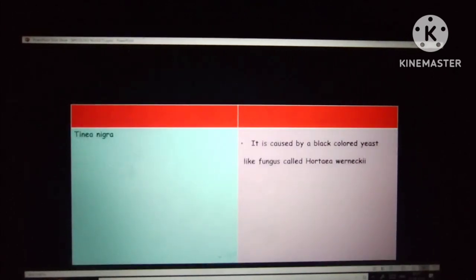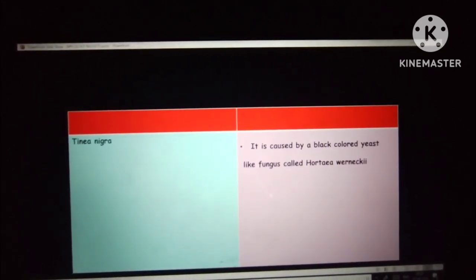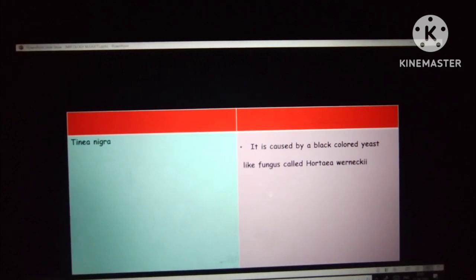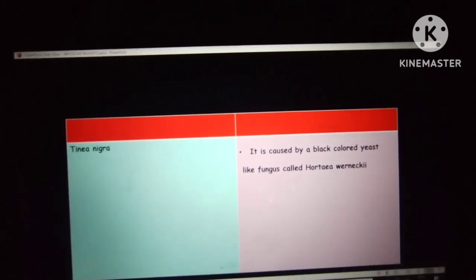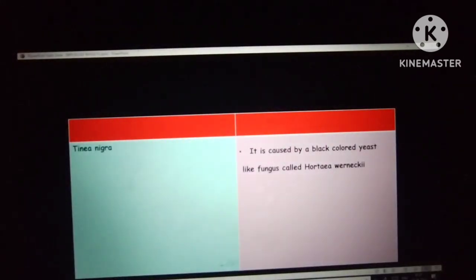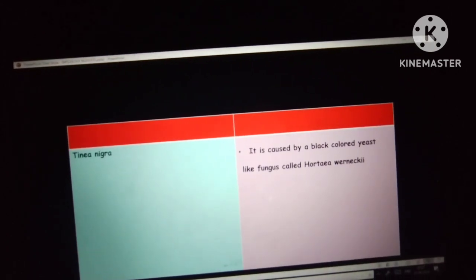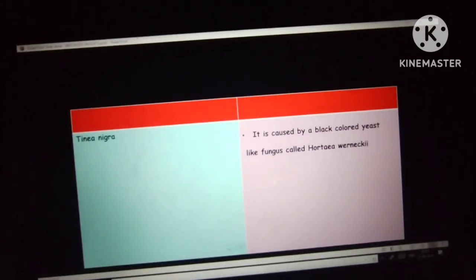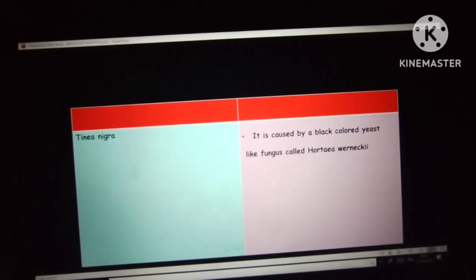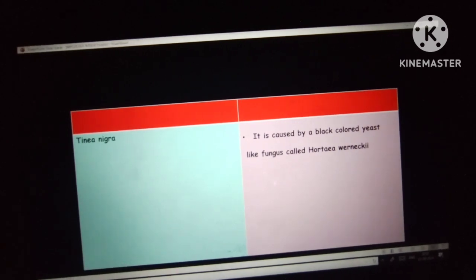Coming to the next disease, Tinea nigra. Tinea nigra means it is always black colored, you can remember it like that. It is a black colored yeast, which is caused by the fungus Hortaea werneckii. Next it is in.